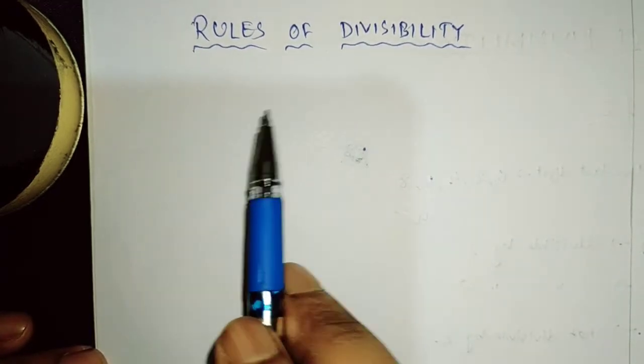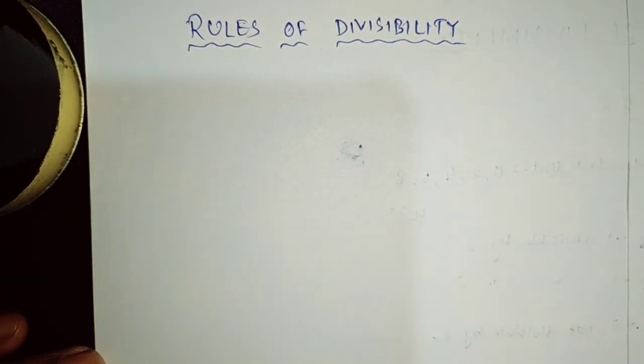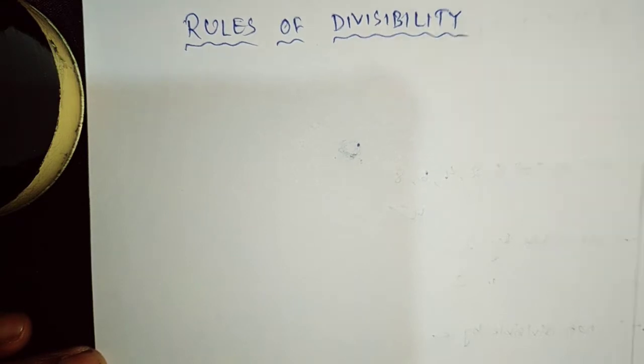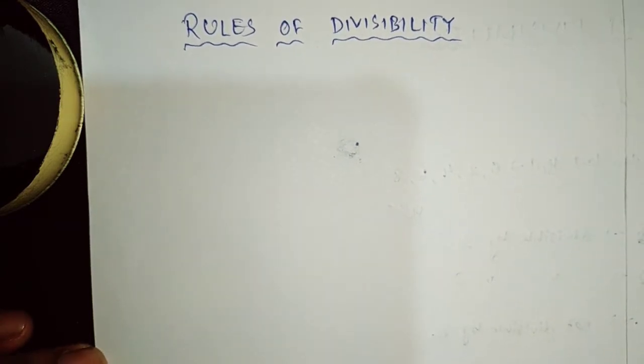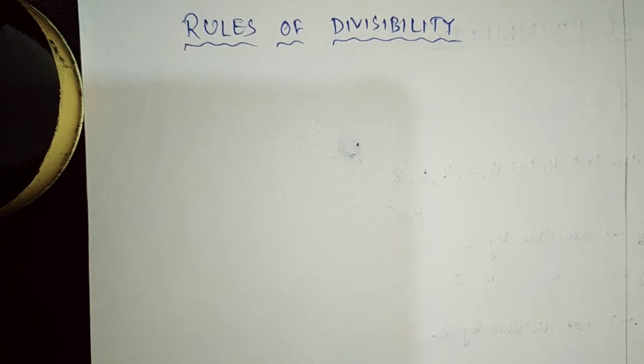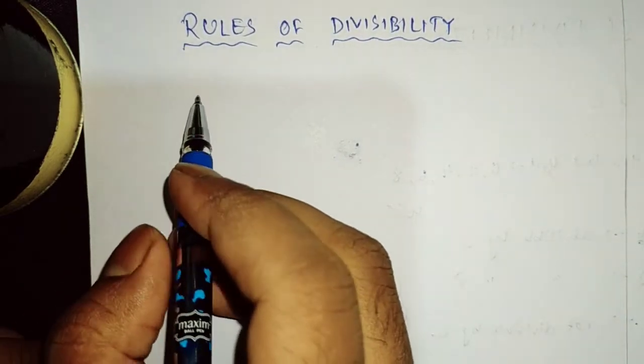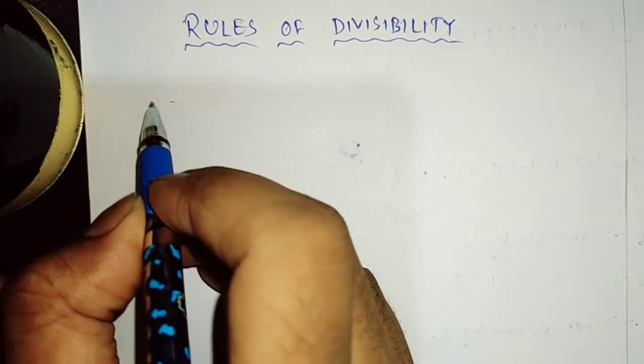In this video we will discuss the divisibility rules of 3 and 9. Why 3 and 9 together? Because the divisibility rule for them is quite similar. Okay, so let's first discuss the divisibility rule of 3.